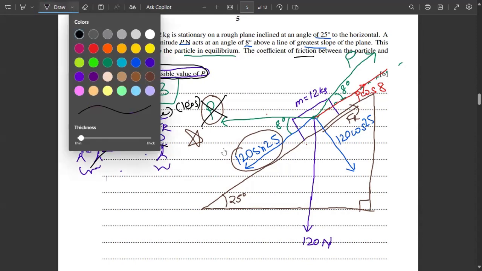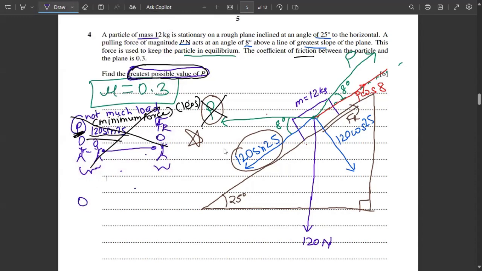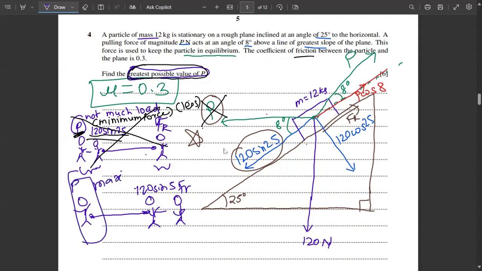Now, how can we maximize the value for P? Let us make another diagram. If we can do something such that P is the only one here, and it is balancing both 120 sine 25 and Fr, then P will have the maximum value because P will have to do the most work here. And how is that possible? That is possible if 120 sine 25 and Fr act in the same direction. Now let me erase all of this.